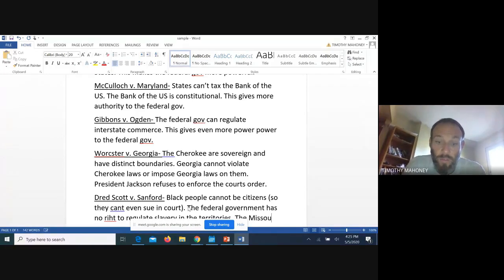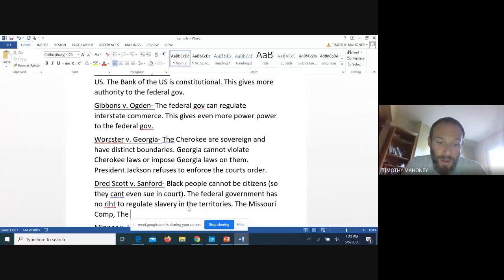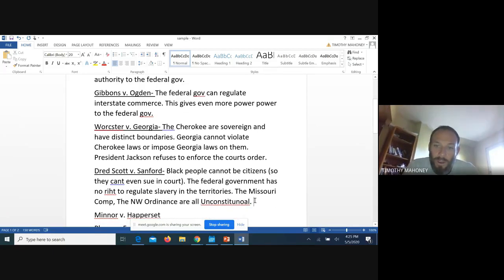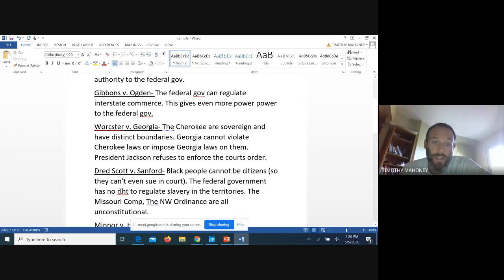That means the Missouri Compromise and the Northwest Ordinance are all unconstitutional. Dred Scott v. Sanford. Black people cannot be citizens, so they can't even sue in court. The federal government has no right to regulate slavery in the territories. And the Missouri Compromise and Northwest Ordinance, those are all unconstitutional.